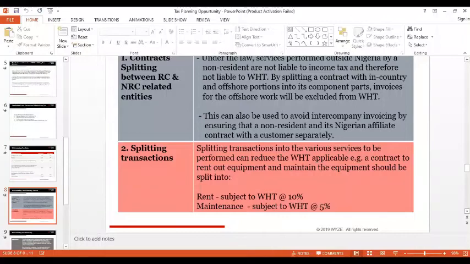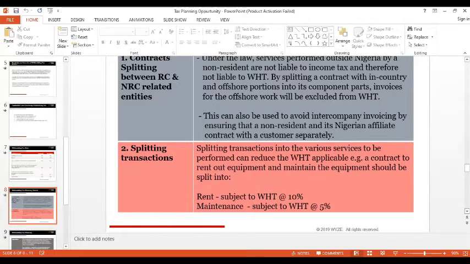Don't just lump everything together. If there's a rent in the contract, raise an invoice for rent separately. Where there's maintenance and you have provided a service, which is a contract of service, maybe you have given your equipment out to somebody and you also provide an operator to operate the equipment, in that case please always separate your invoice.